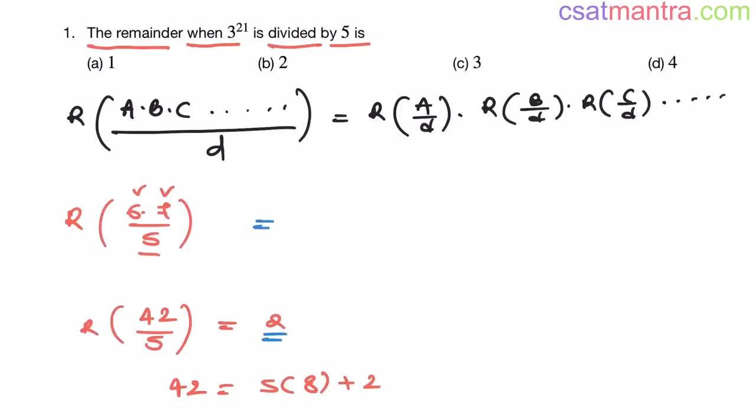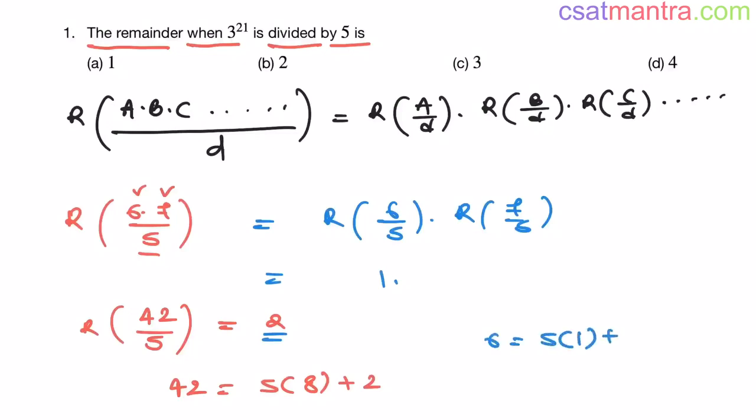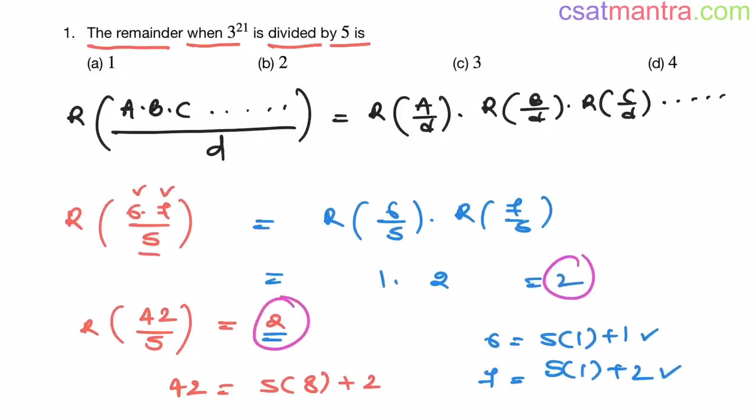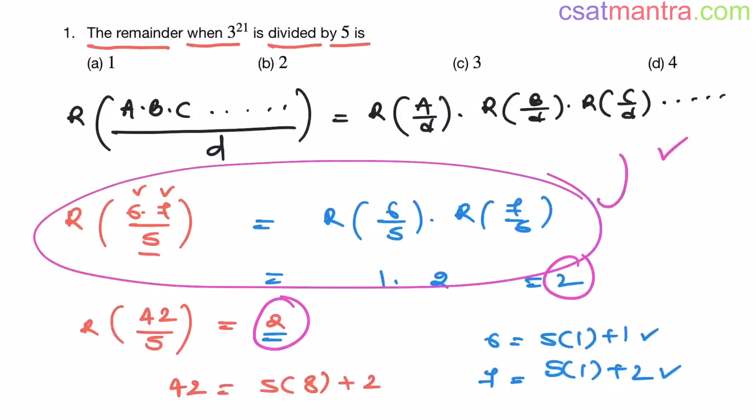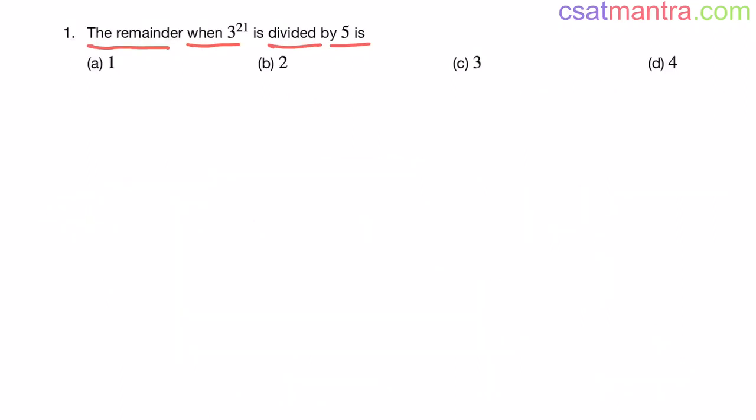Let's check on the right hand side. Remainder of 6 divided by 5 into remainder of 7 divided by 5. What is the remainder when 6 is divided by 5? That is 1, since 6 is equal to 5 into 1 plus 1, my friends. When 7 is divided by 5, remainder is 2, since 7 is equal to 5 into 1 plus 2. So 1 into 2 is 2. So left hand side is equal to right hand side. So this theorem is satisfied. This is what people paid attention to, this kind of pattern, and they deduced this result, my friends.